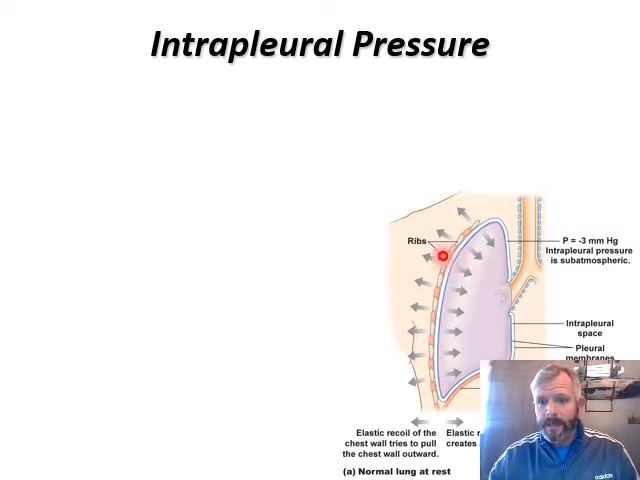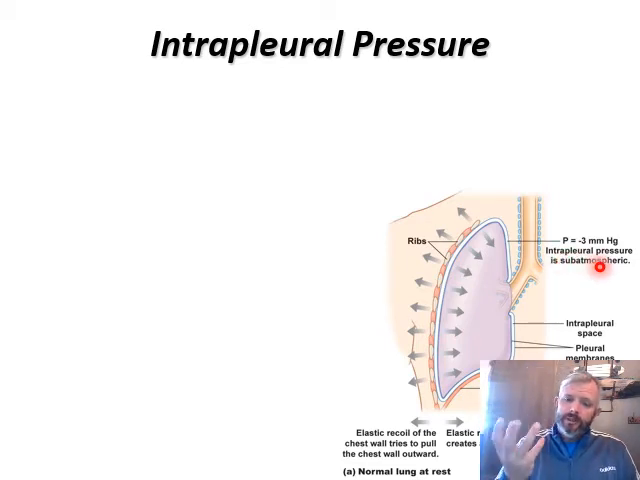All right, and the other layer is pulling in this direction. So one's going this direction, this one's going in this direction, and this creates a force, a pressure in here that is called subatmospheric. So how we're going to be moving air in is by changing pressures. Okay, changing pressures in the lung.